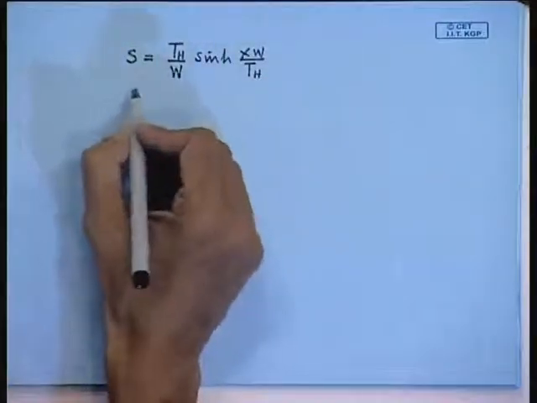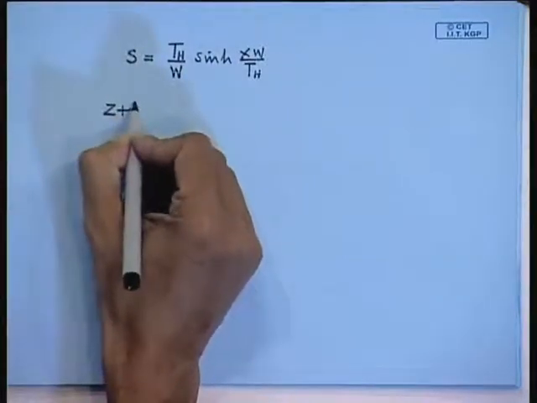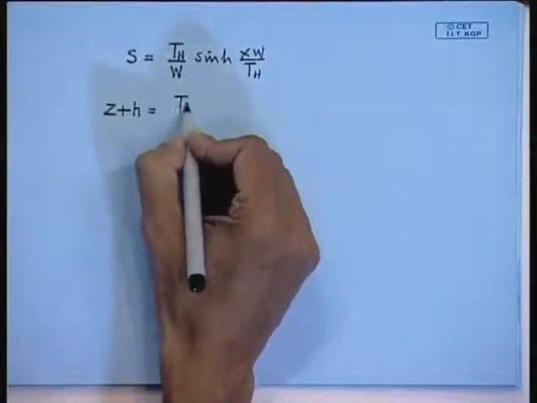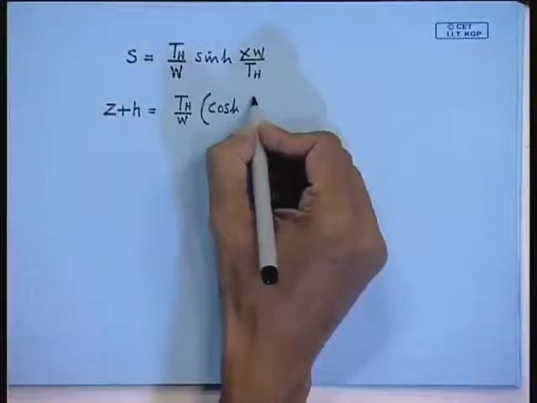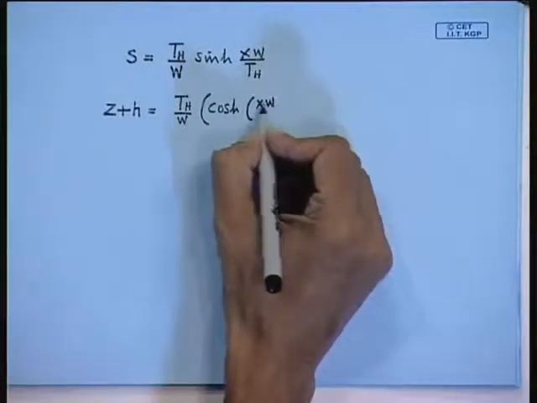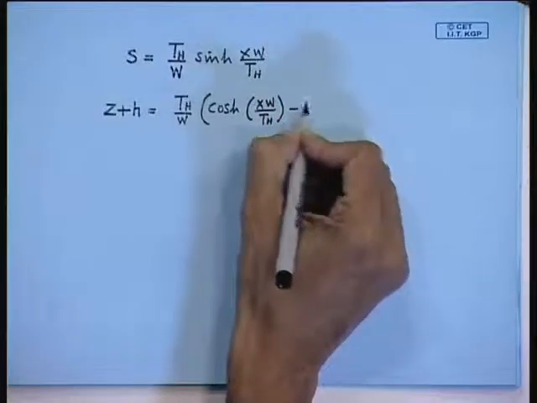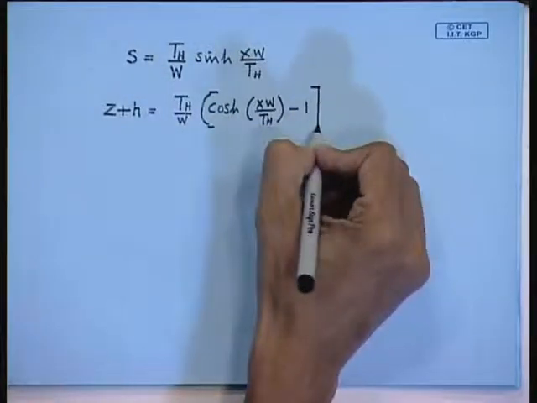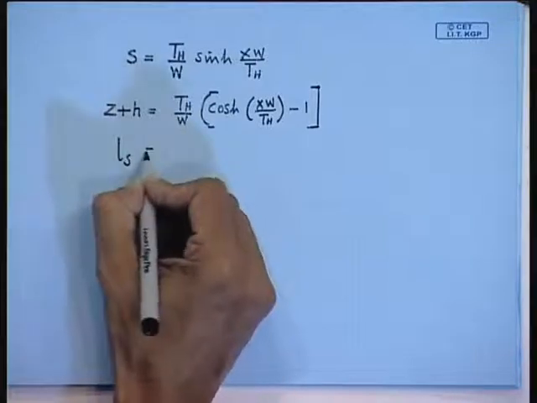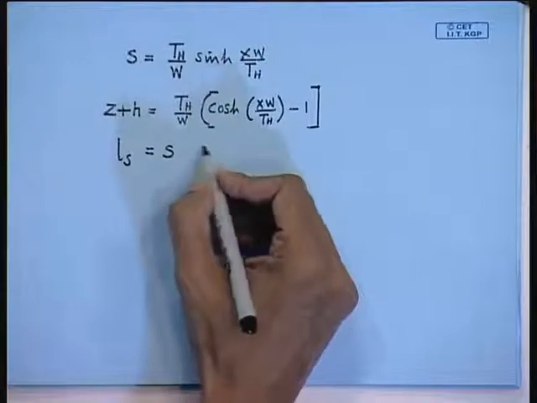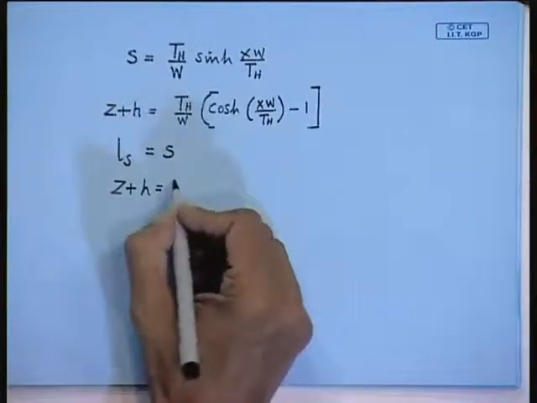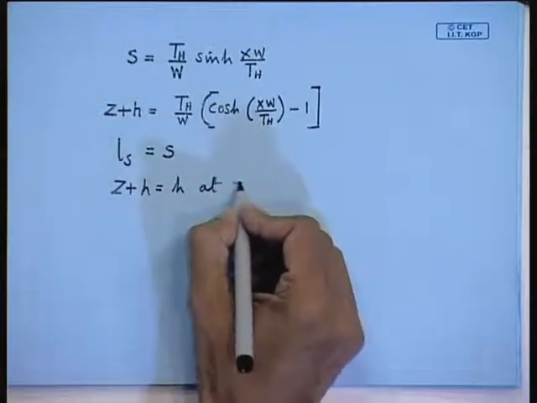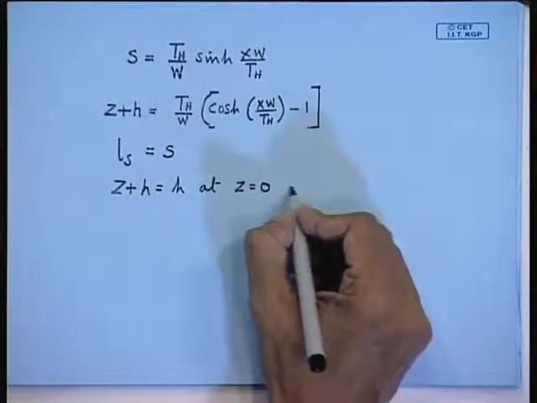And what was the expression for Z plus H? It is TH over W, multiplied by cos hyperbolic of XW over TH, minus 1. So you put this in a bracket. These two expressions we will use. Now you put LS equal to S. Now Z plus H is equal to H where? Obviously at Z equal to 0. So this is at the water surface.